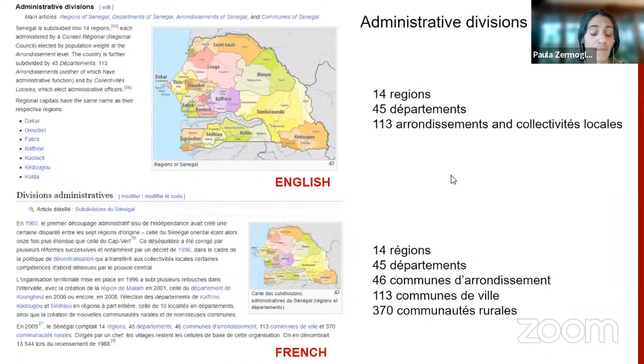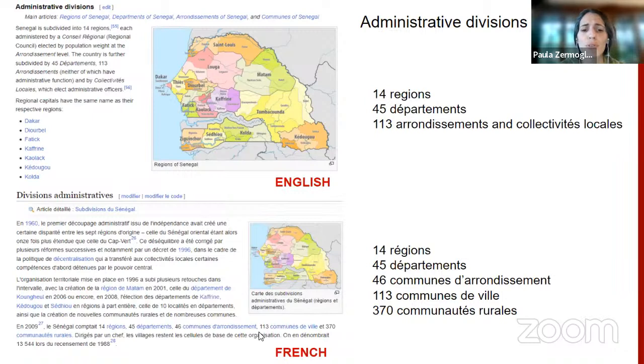Also in Wikipedia, I said, I'm going to look for the administrative divisions of Senegal. Okay, I go to the administrative divisions of Senegal in the English Wikipedia, and I find that Senegal supposedly has 14 regions, 45 departments, and 113 arrondissements and local collectivities. That's what the English page says.